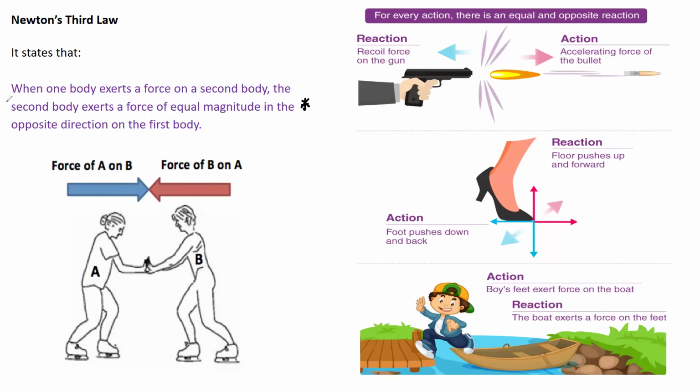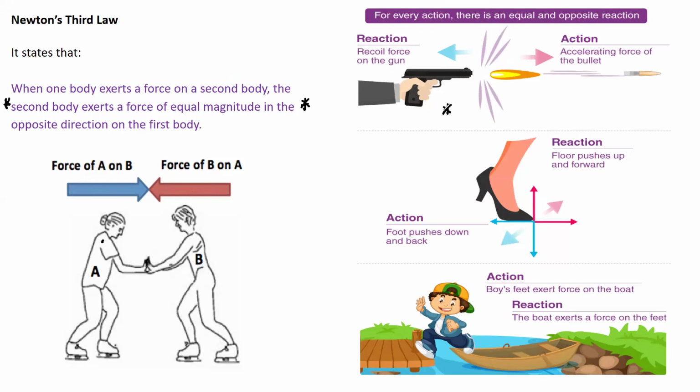It's the one that's easily understood, Newton's third law. Here are two ice skating dancers, and this lady A is exerting a force on the guy B, and guy B is exerting the same equal force on the lady A, but the forces are opposite, though they are equal.